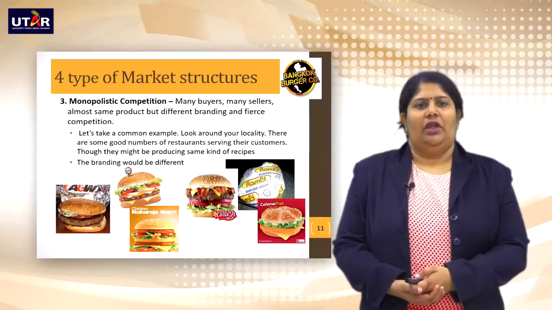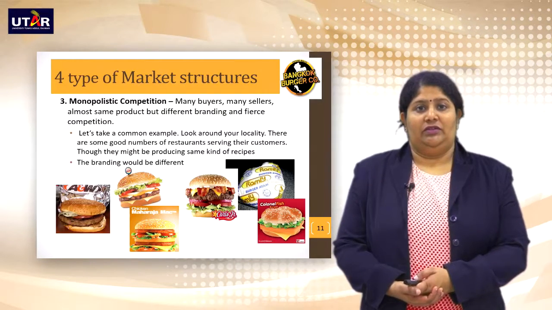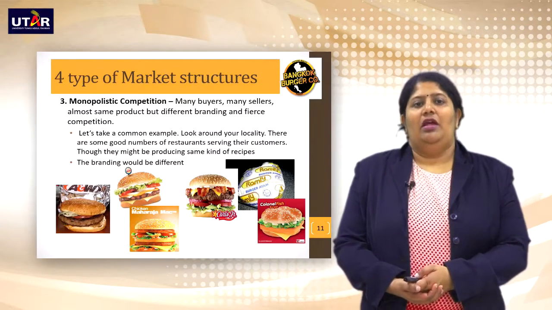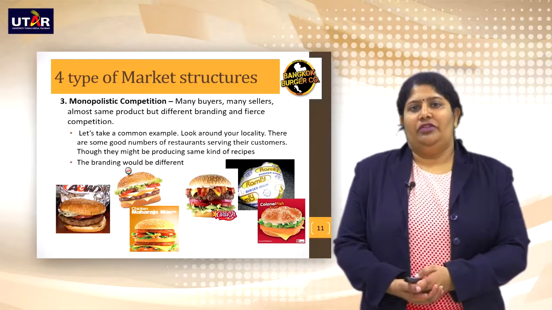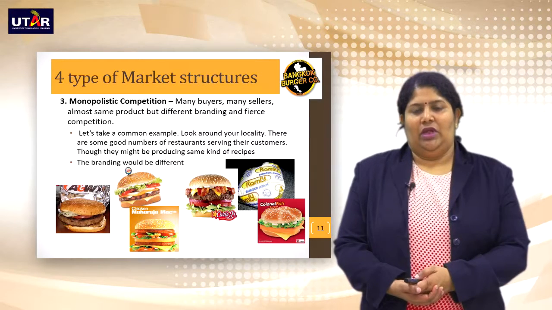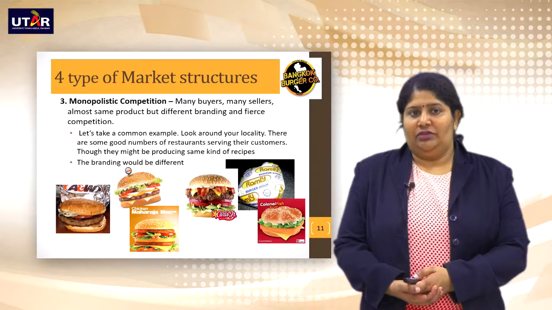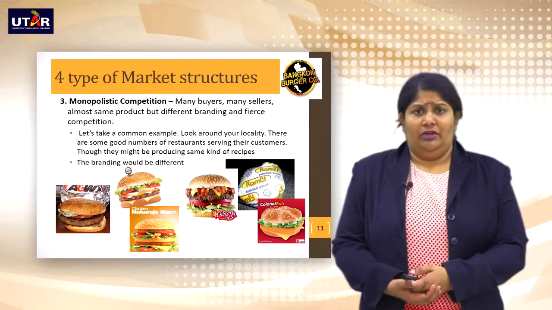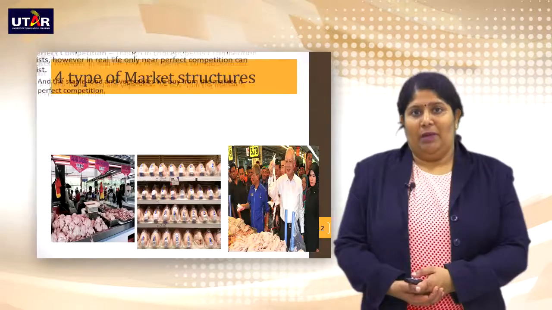Monopolistic. In a monopolistic industry, there are many buyers and many sellers, and the products are almost the same but with different branding. The competition is also fierce under this monopolistic market structure. For example, burgers and toothpaste. There are different brands of burgers and toothpaste in the market.